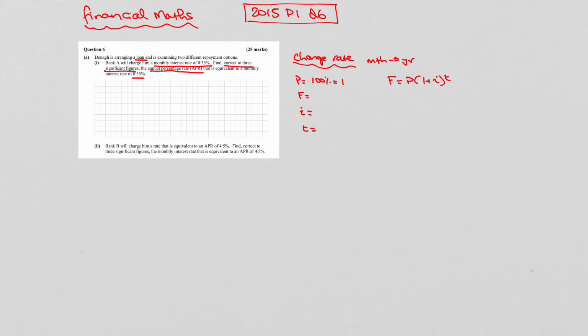And F is normally 100% plus the future interest rate. But we don't know what that's going to be this time. We're trying to find it. And then I we're given is 0.35%. So of course we have to write that as a decimal, which is 0.0035. And then our time, well, there's 12 months in a year.